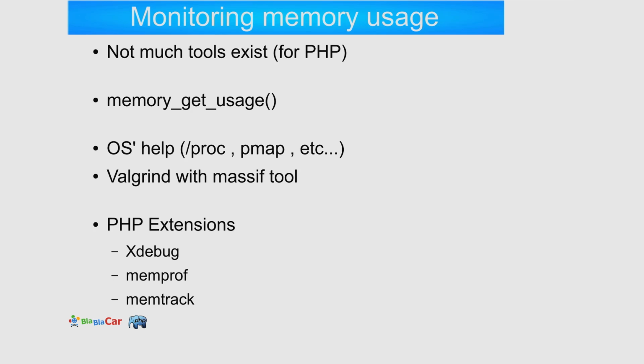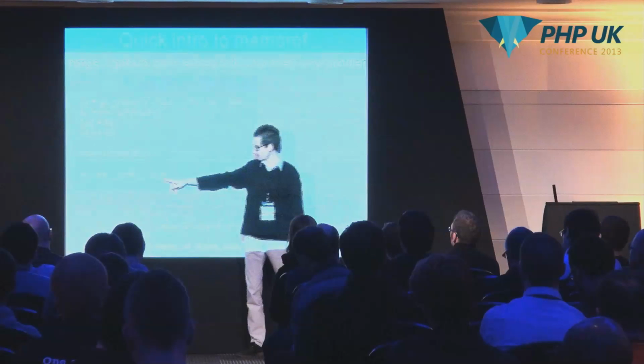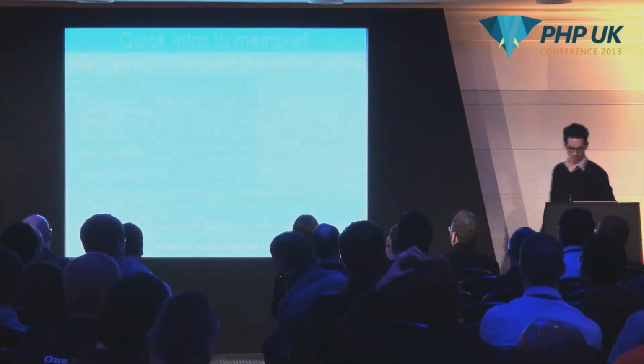So a few more slides just to show you a memory profiler called memprof. You can reach it on GitHub. Here is just an example: allocating a huge string, allocating an object. We haven't talked about objects because they are quite complicated to track. Adding the A variable in the object, and a function just loading a file, a PHP file. And we'll see that this is very heavy for memory if you have a big script to open.